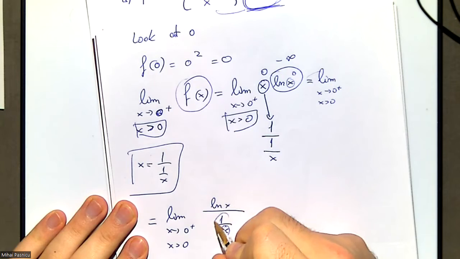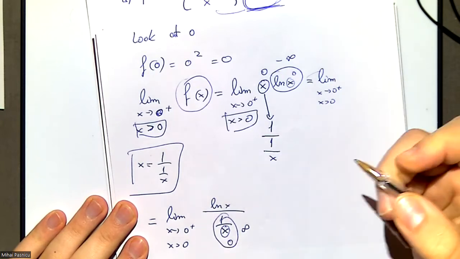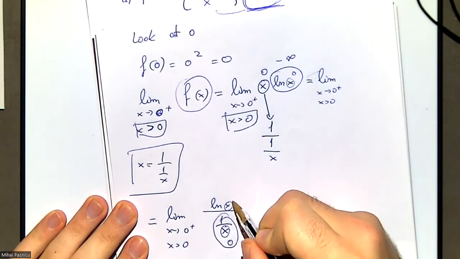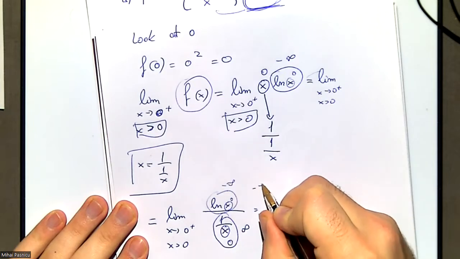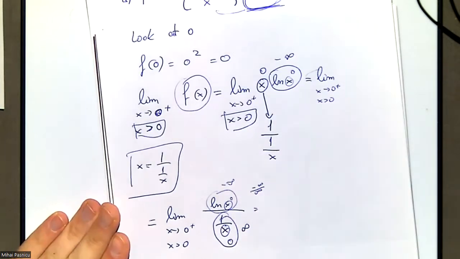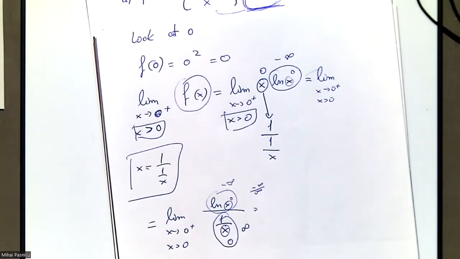As x goes to 0, 1 over x goes to infinity. As x goes to 0, log of 0 goes to minus infinity. So this is minus infinity over infinity. We're good. This is a case for L'Hopital. Okay, I can apply it.